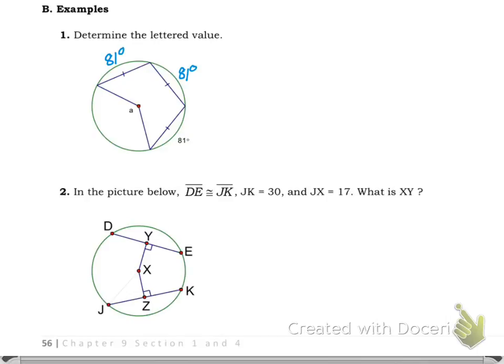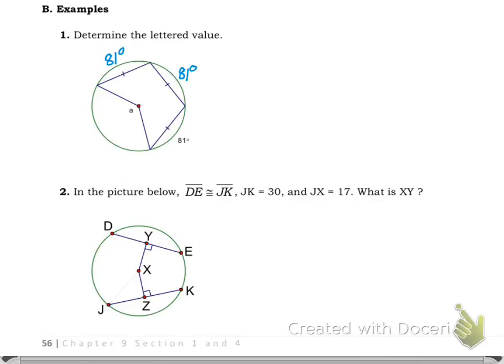And how do I find this arc then? Mazin? 360 minus 81 times 3. Yeah, 360 minus 81 times 3, or 360 minus 81 minus 81 minus 81. What's 81 times 3? 243. So what do we come up to? 117. Is that what you got?